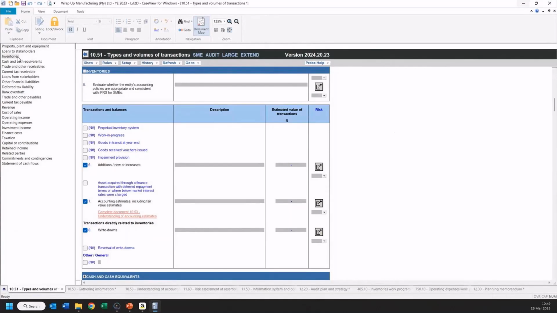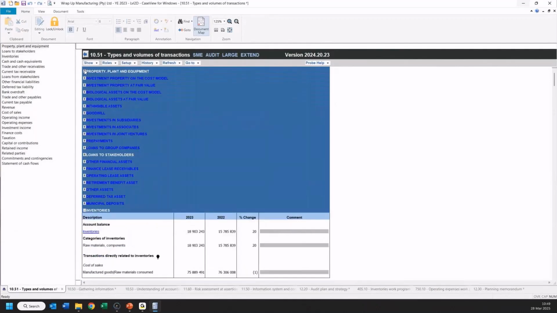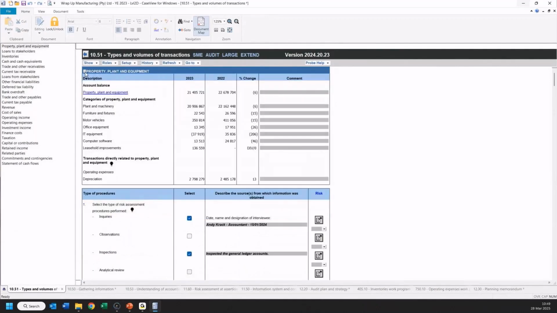Mine is currently open with inventories, but let me just jump to property, plant and equipment, which we probably may have looked at before. If not yet, then at least you'll see it. One thing to note, in our understanding of the client earlier on, I wanted to show you the analytical review document 1052, where we did predictive analytics. So what I've done in preparation for today is I want to also show you the alternative way or place where I can document the analytical review procedures.